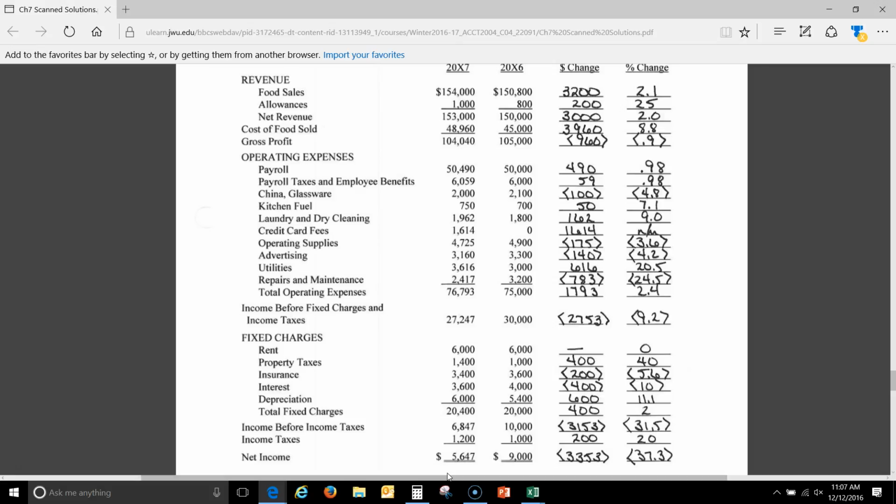Yes, this is again another one of those where you can't really look at the dollar changes. You've got to look at the percent changes, because if every time food sales go up by 2.1% we have an 8.8% increase in cost of food sold, eventually, if you put that on a graph, what's going to happen? Your expenses are going to outweigh your revenue. Exactly. If you graph that, eventually your costs are going to overtake the amount of your revenues.